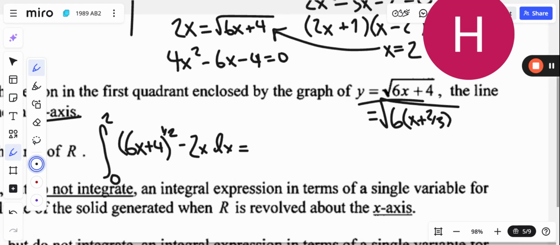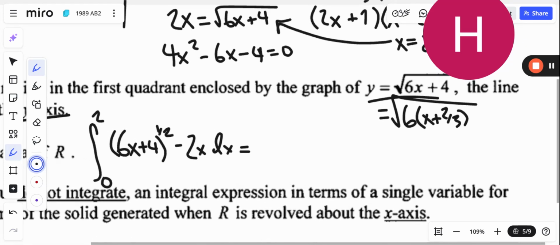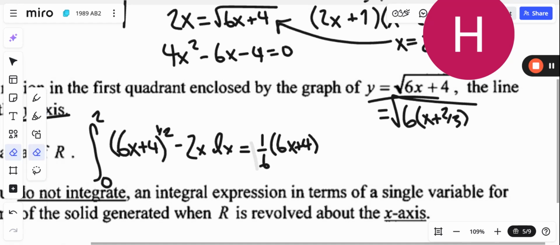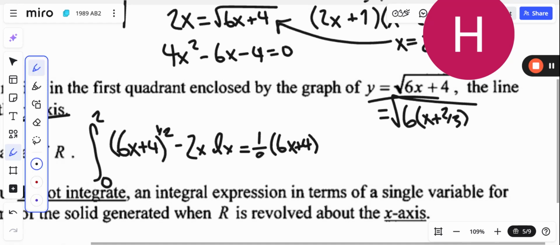Okay, and this is pretty simple. You could do a U-sub, but it's not really necessary. You'll just want to make sure that you have 1/6 accounted for. This is going to be 6x plus 4 to the 3/2. And so this is going to be, well, if I have 1 over 6 times 2 over 3, my apologies, we're going to get 1/9. And minus x squared, pretty straightforward there.